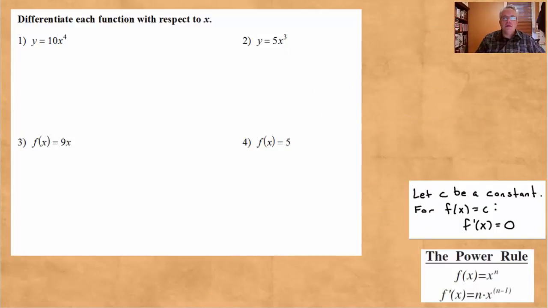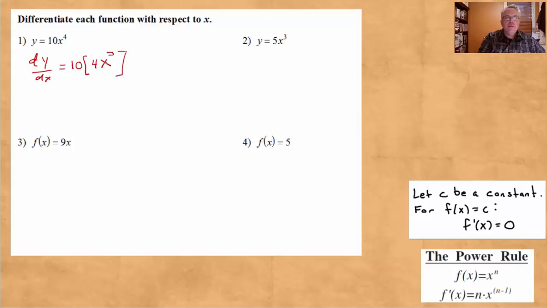Here are our first 4 examples. So it says differentiate each function with respect to x. Okay, so we have the first one, y equals 10x to the 4th. The exponent is 4, and that's the value of n. So dy dx, which is the derivative of this function, would equal 10 times the derivative of x to the 4th. Well, according to the power rule, we multiply in front by the exponent. Then it's x to the 1 less power. 4 minus 1 is 3. So I get 4x to the 3rd as the derivative of x to the 4th.